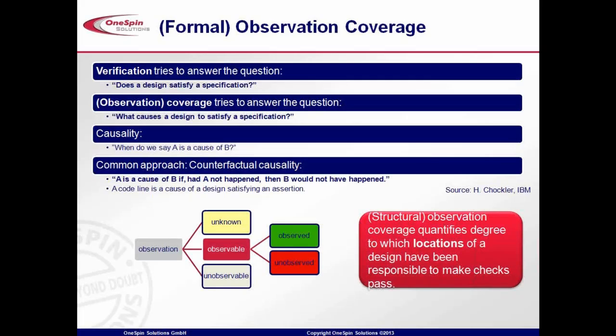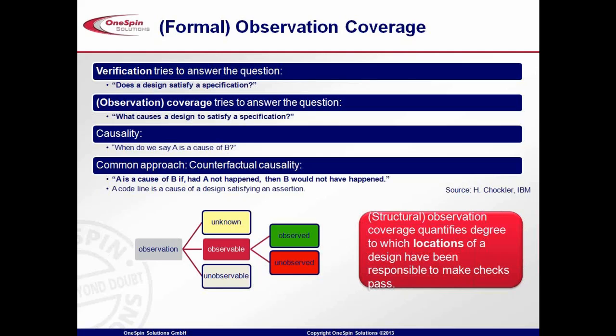A similar thing applies to the observation coverage. It's a bit difficult to explain, but from the verification perspective, we need to answer the question, does the design satisfy our specification? And for the observation, what causes the design to satisfy a given specification? This line is something I will really not read, because I read it five times and then I understood it in my head. So that's basically the common approach.